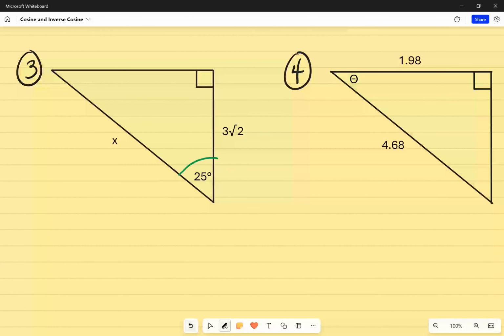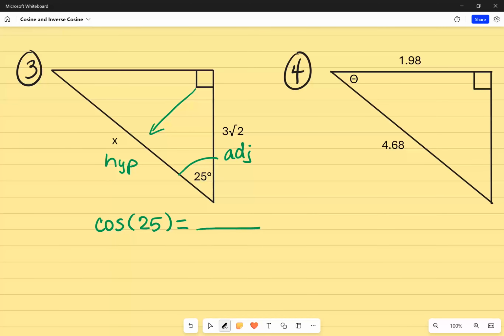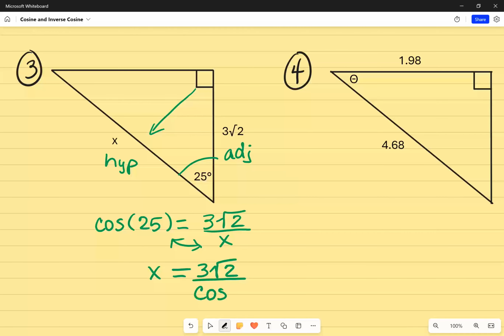For example 3, I'm going to label my sides, and I see that my angle is 25. Next to it is my adjacent side, and across from my right angle symbol is my hypotenuse. So I'm going to just use the trig ratio cosine of the angle I'm working with is equal to adjacent, which is 3 root 2 over hypotenuse x. Now this time I have my variable in my denominator, so I just want to swap these two out, which will leave me with x is equal to 3 root 2 over cosine of 25.